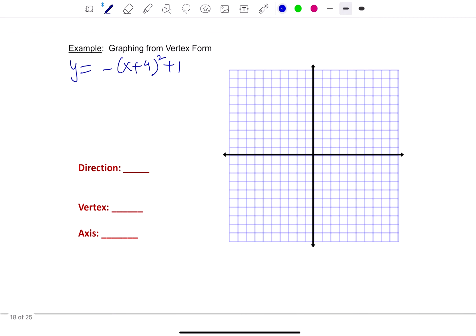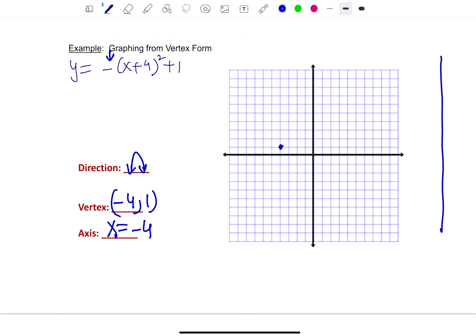Another example of graphing in the vertex form. In this one, we can see my parabola opens down because of the negative in the front. The coefficient a is negative. Now, I need to figure out my vertex, which is going to be negative 4 and 1. So let's mark x is negative 4, and y is 1. And the axis of symmetry will be x equals negative 4. Now I can find x-intercepts in this case, but they're too close to the x-axis and it wouldn't give me a bigger picture of the graph.